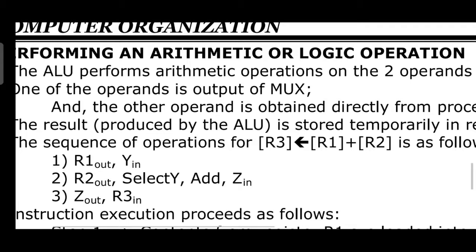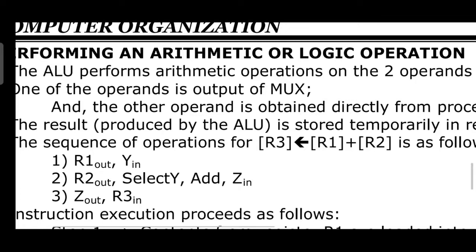Now add R1 R2 R3 involves 3 steps. What are those 3? The first step is you have to access the data. Let me brief it again. You have to fetch the data, read the data from R1 and place it onto one of the intermediate registers to perform the arithmetic and logical operation. So it is placed onto Y by activating the signal R1 out followed by Y in.